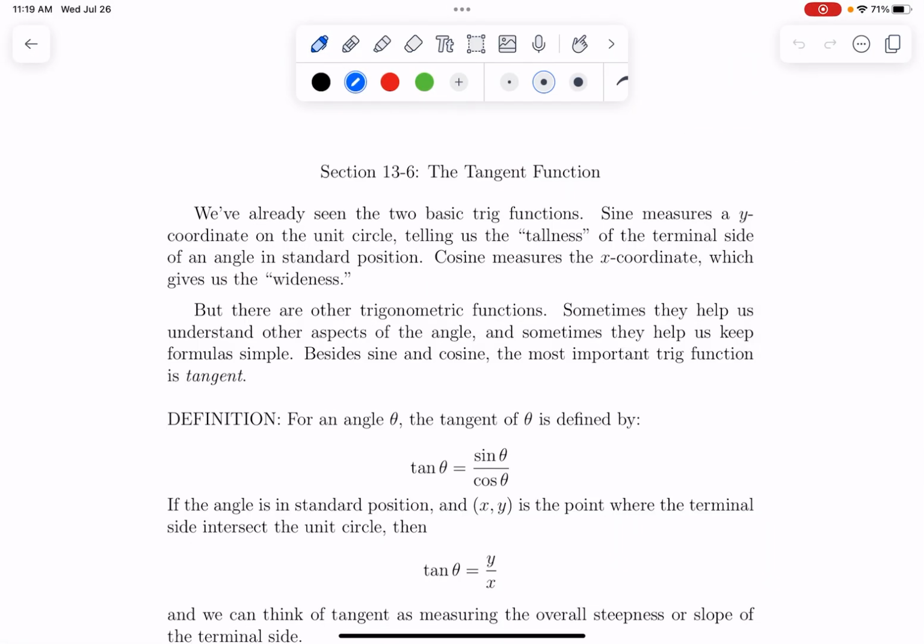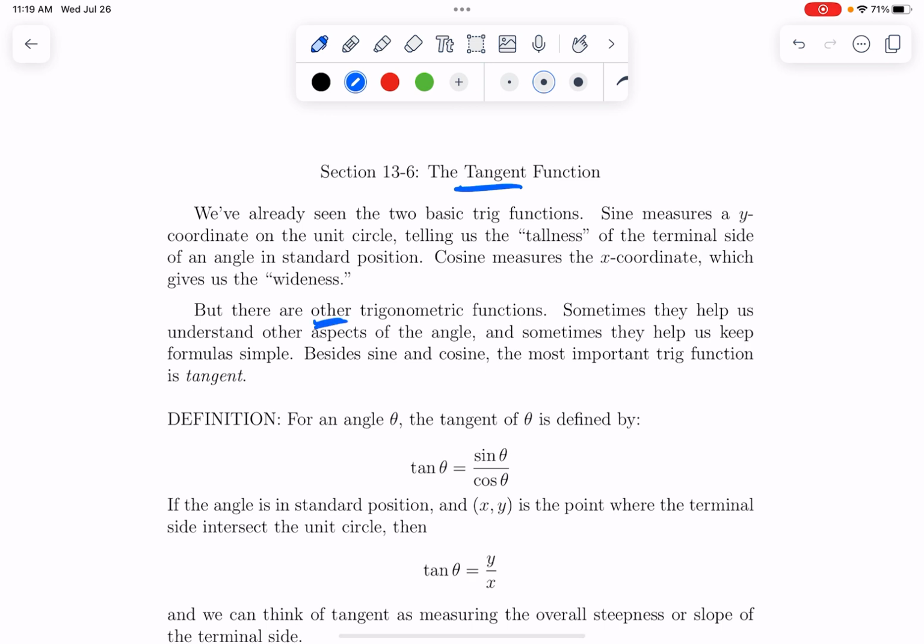Hello, in this video we're going to be talking about section 13.6 about the tangent function. So we've already talked about two basic trig functions, sine and cosine. And on the unit circle, we can think sine measures the y-coordinate, which is sort of the tallness of the angle, thinking about it in terms of its terminal side. And x is cosine, that's the wideness.